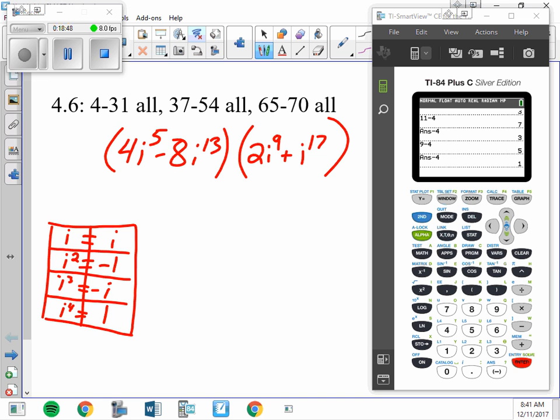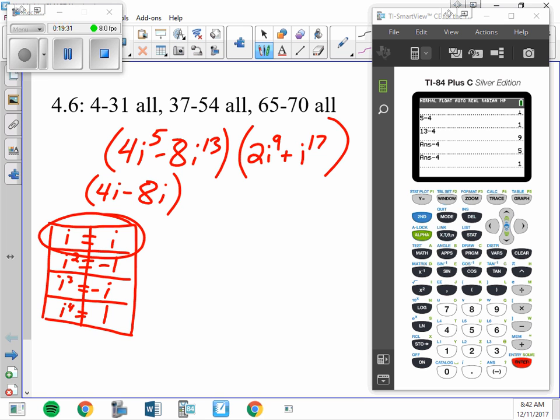i to the 5th, we take 5 and we subtract 4 from it, and I get 1. So i to the 5th is the same as that. So I get 4i. And then 13 minus 4 gives me a 9. So I need to subtract again. Minus 4 is 5. What do I do with the 5? Subtract again. And I keep subtracting until I get a number that's on this chart. i to the 1st. So minus 8 times i.